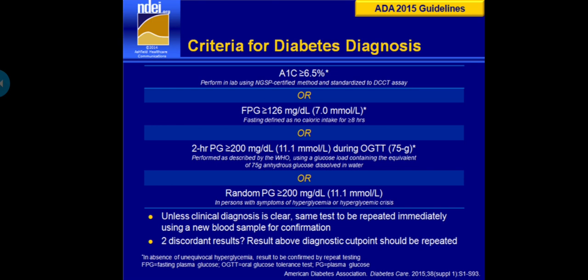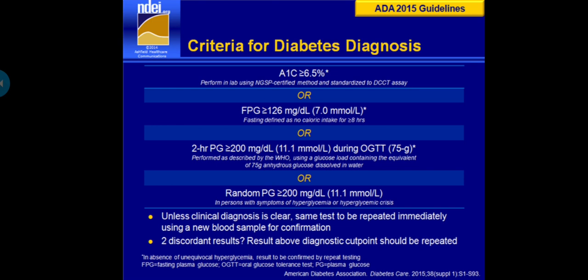Or even random plasma glucose, if it is more than 200, is also indicative of diabetes mellitus. Now, what is the normal blood glucose level? In fasting, up to 100 is the normal level, but if it is from 101 to 125, we call it impaired fasting glucose. So impaired fasting glucose means fasting is more than 100 but less than 126. When it is 126 or more, then it is diabetes mellitus.